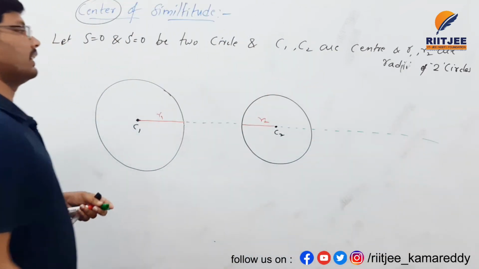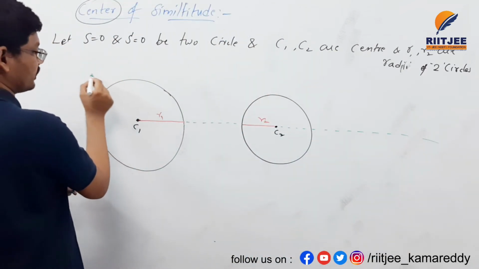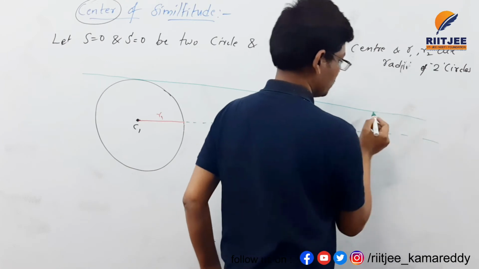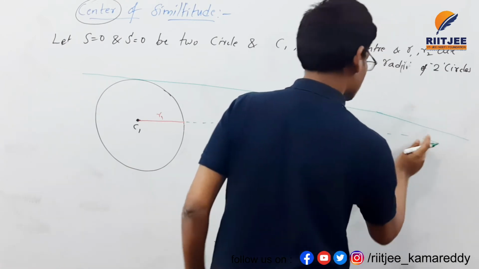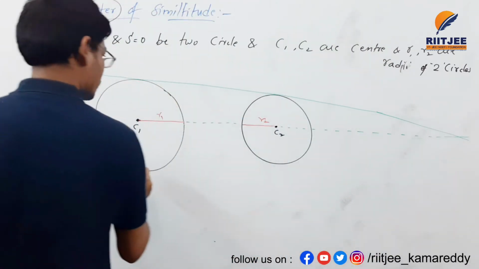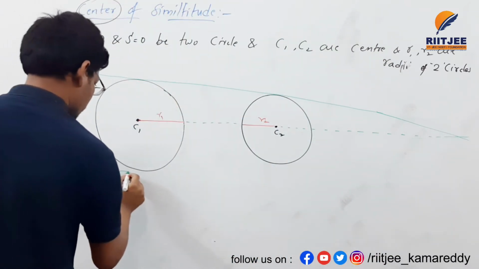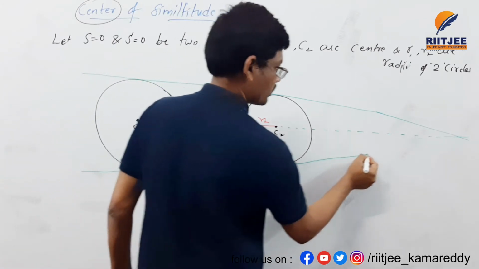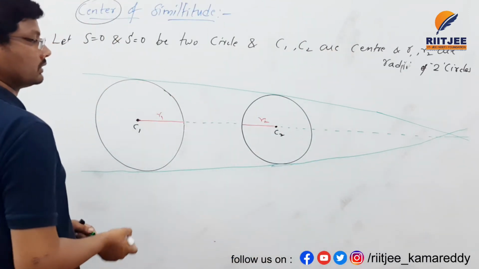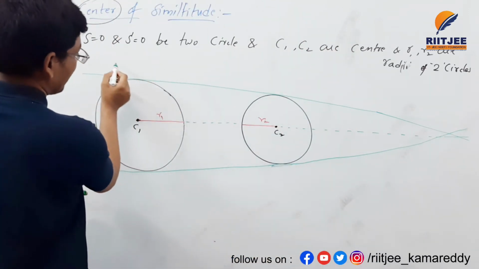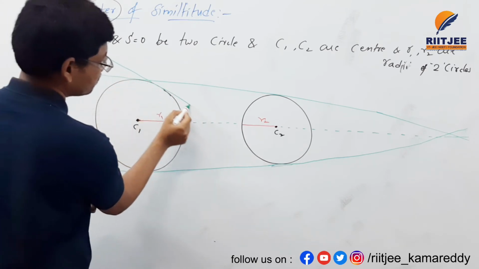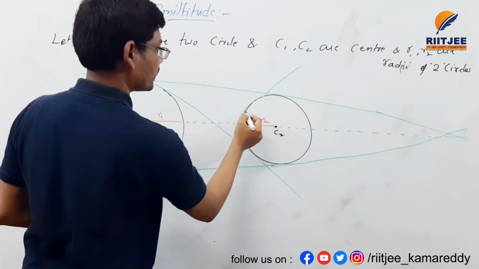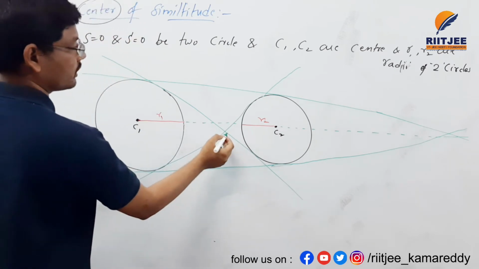This is a center line here, and if we draw tangents to these two circles, and draw one more tangent here, this is the tangent here.